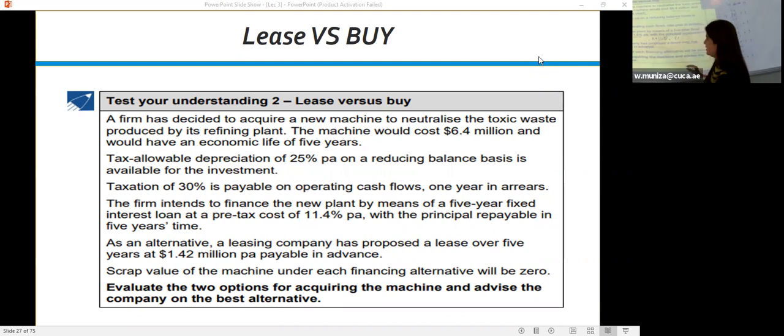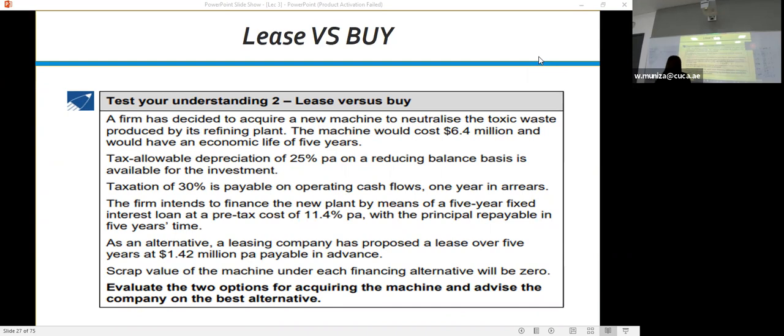Now for the leasing option, the second option as an alternative, a leasing company has proposed a lease over 5 years at 1.42 million per annum payable in advance. So same from year 0 to year 4, we are going to consider the 5 years payments. I'm writing it shortly here. Lease payments from year 0 to year 4, because 5 payments are going to be made. For taxation, it's 1 year in arrears, so year 2 to 6.